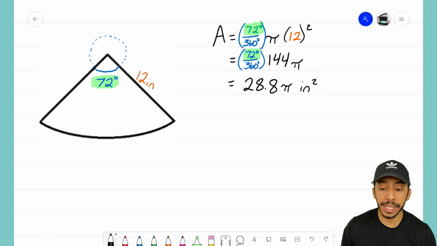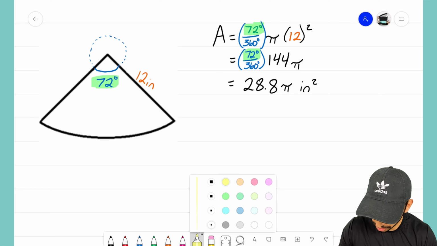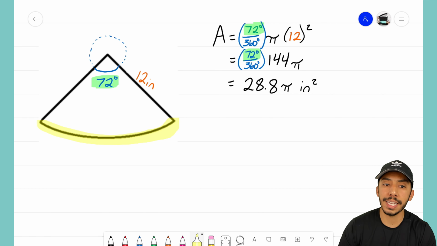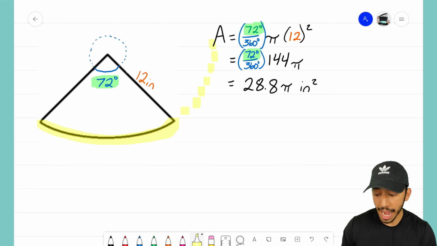The next thing we can do is find the length of the arc of that sector right there. That is what we call the arc of the sector. That is part of the circumference of the circle. Imagine if I continued going around like that all the way around. I would have the circumference of that circle.